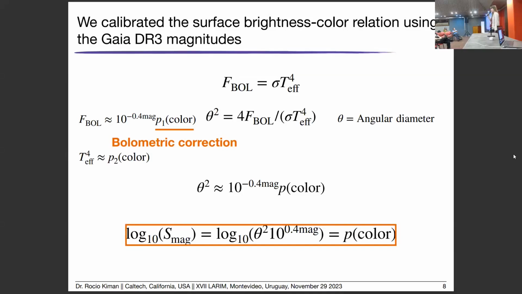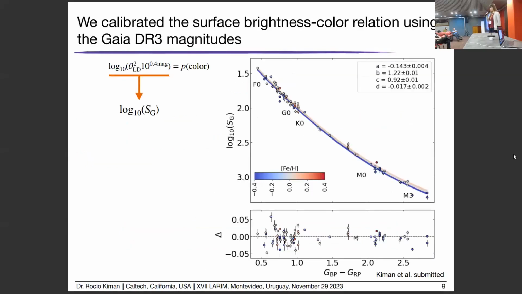I know that you lose part of your audience every time that you put an equation on the slide, so I probably lost all of you, but this is what I care about. There is a clear relation between angular diameter, magnitude, and color. And that's what we calibrated for the Gaia magnitudes and color. So we have that quantity over here that is calculated using the magnitude and the angular diameter that we already had, and then the color on the y-axis. And there's a clear trend between the two that we fitted for the Gaia photometry.